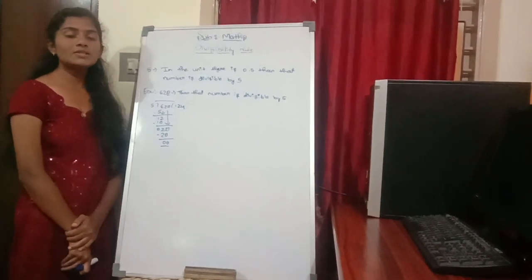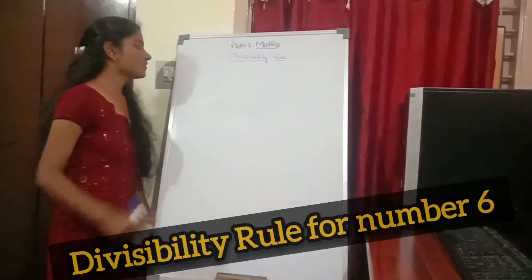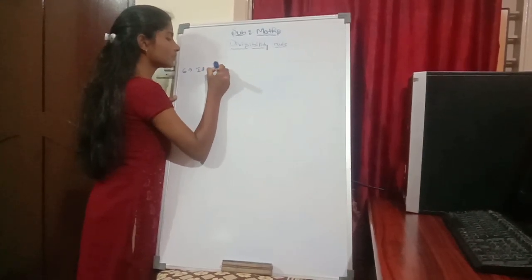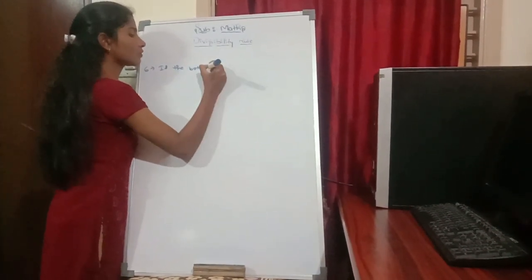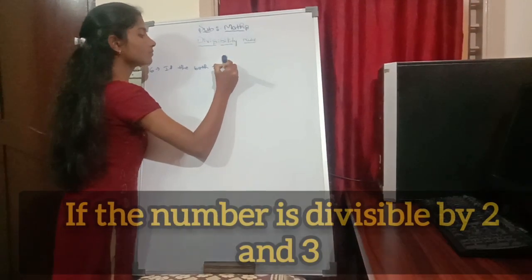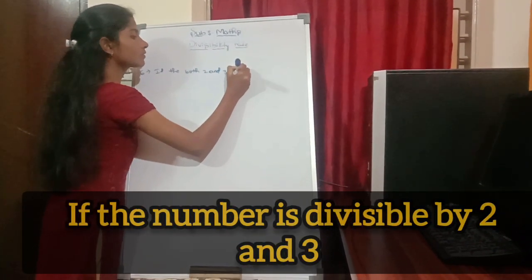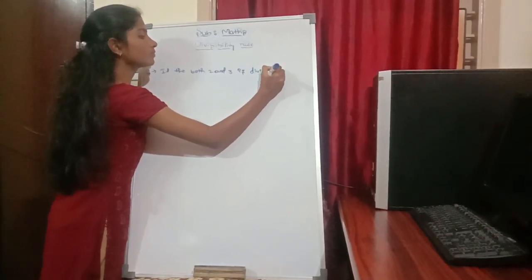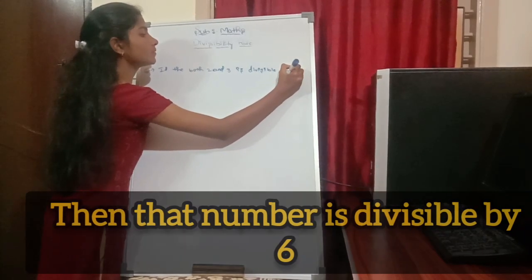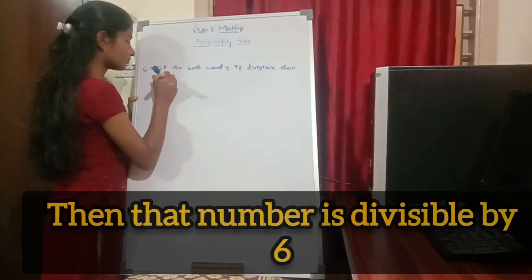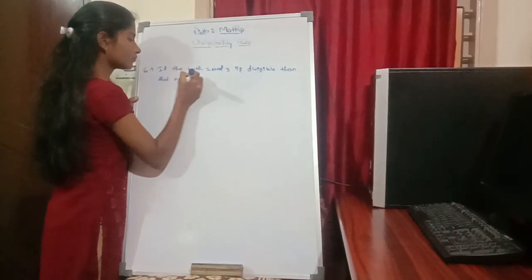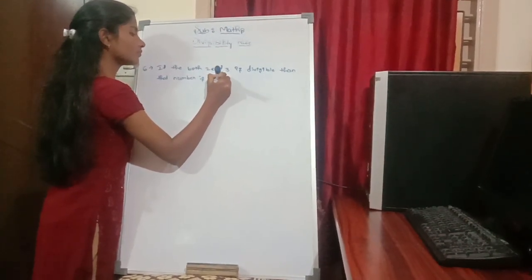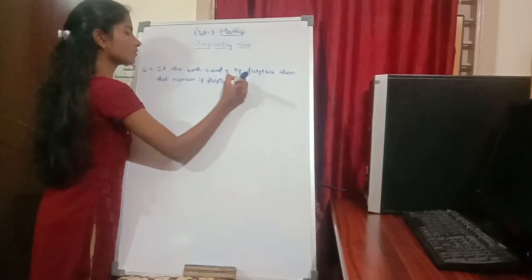Let's go to the divisibility of 6. Divisibility 6. If both 2 and 3 are divisible, then that number is divisible by 6.